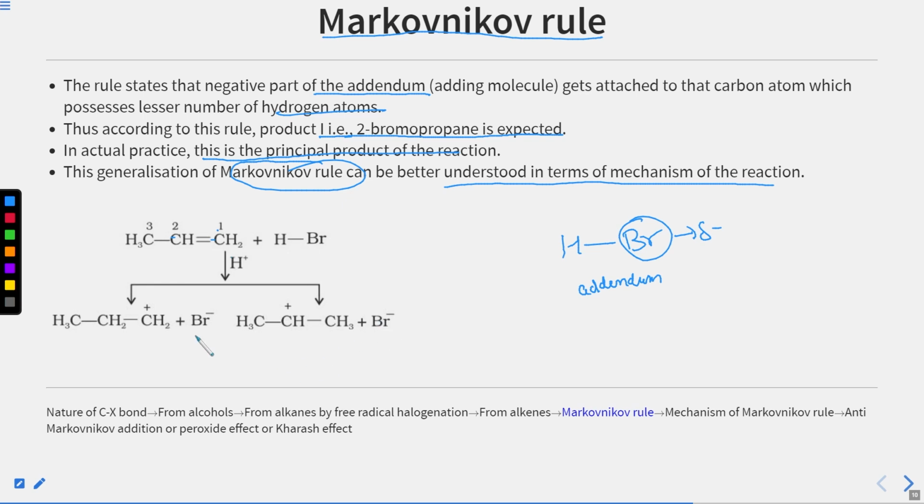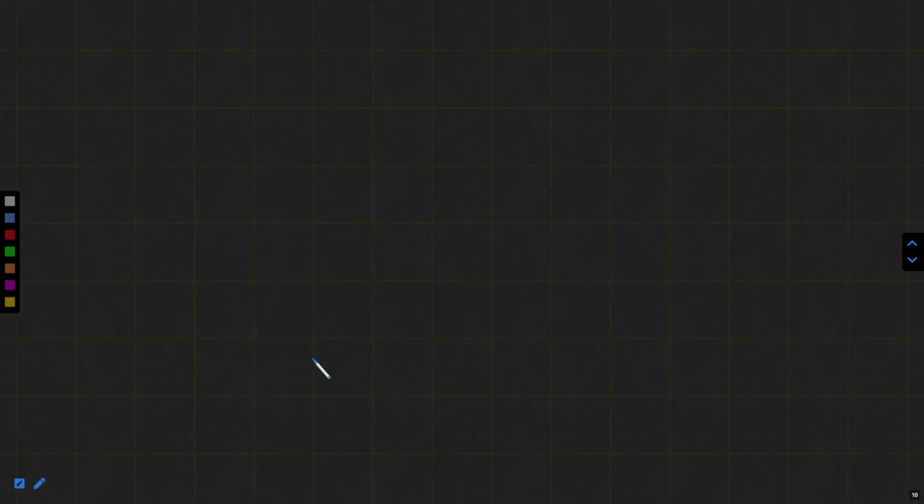Now we are left with two products, two intermediates, I would say. In the first one, since the hydrogen has gone here, the positive charge is developed on this carbon, and in this case the H plus has gone here, so we get the positive charge on this carbon. So how is it generating a positive charge?